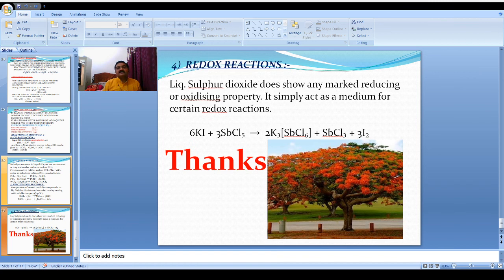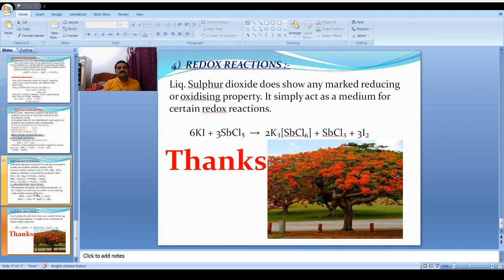The fourth one is the last reaction. Liquid sulfur dioxide does not show any marked reducing or oxidizing properties. It simply acts as a medium for certain redox reactions. You know very well, a redox reaction means one reactant undergoes oxidation and the second undergoes reduction. Oxidation means the loss of electrons and reduction means the gain of electrons. One species acts as the reducing agent, losing electrons, and the second gains electrons, and the reaction between the oxidizing and reducing agent is known as the redox reaction.